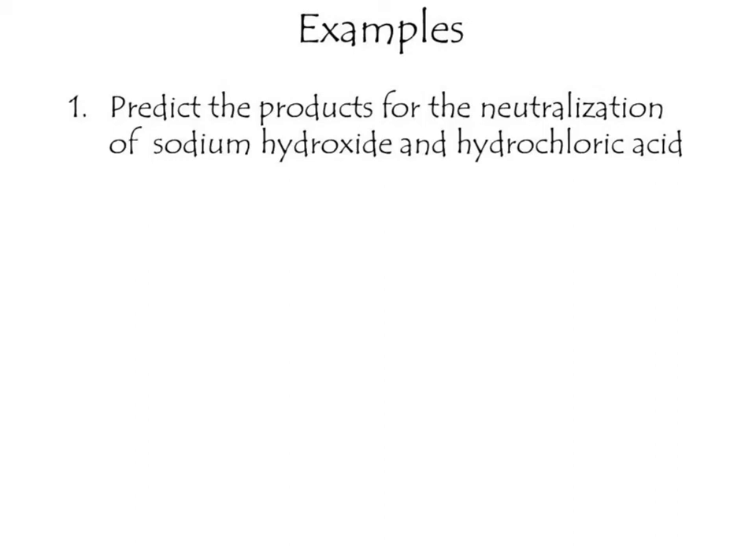So for this example, we are doing the neutralization of sodium hydroxide and hydrochloric acid. Since this is a neutralization reaction, we can think of this as a double replacement. So the sodium and the hydrogen are going to swap places, giving us products of water and a salt. Notice that when you do a double replacement for a neutralization reaction, you end up with water and a salt. Sodium chloride in this example.